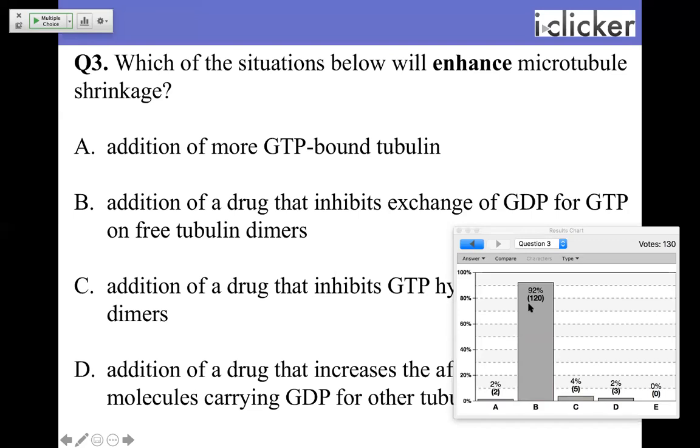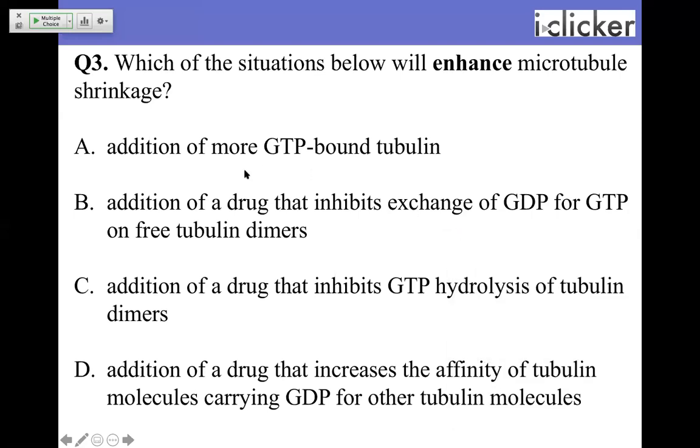The only situation that would enhance shrinkage would be B. If you add more GTP bound tubulin, it will be able to grow, right? You'll have a GTP cap. If you inhibit GTP hydrolysis, then you'll never have any GDP bound tubulins. All the GTP bound tubulin dimers will have high affinity for each other. You'll maintain that GTP cap.